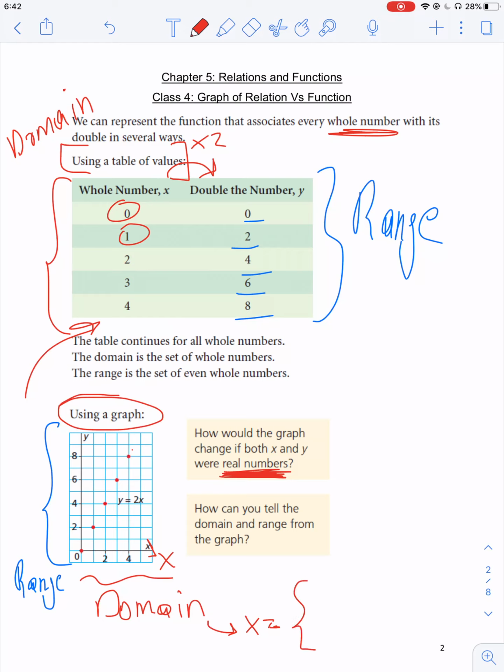So the first x value is 0, so that's the minimum, and then the next one is 1, and then it's 2, and then it goes on forever and ever. So I'm going to put 3 dots. Okay, so that's my domain.